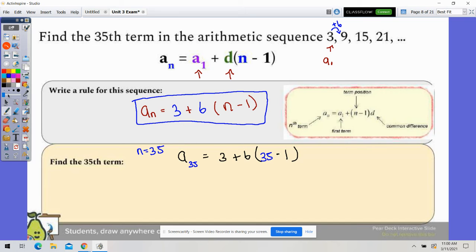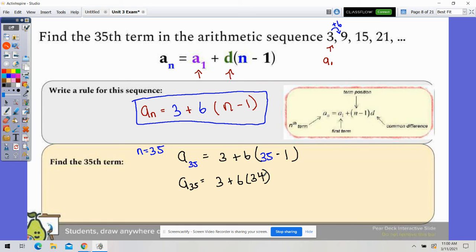And now all you need to do is just evaluate this using your order of operations. So A of 35, I'm bringing down. The first thing you need to do is your parentheses. 35 minus 1 is 34.